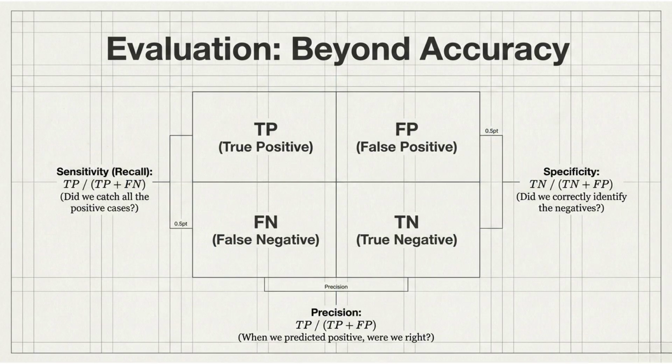Accuracy alone is not enough to evaluate a model. True positives and true negatives show correct predictions. False positives and false negatives show prediction errors. Precision tells us how many predicted positives were correct. Recall and specificity measure how well positives and negatives are identified.